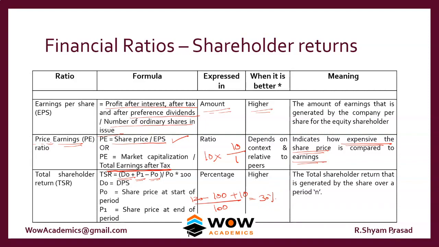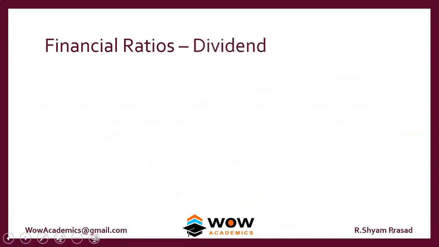The higher the TSR, the better it is for the shareholder. So that is about the total shareholder return ratio. The next ratios which we will consider are the dividend ratios.